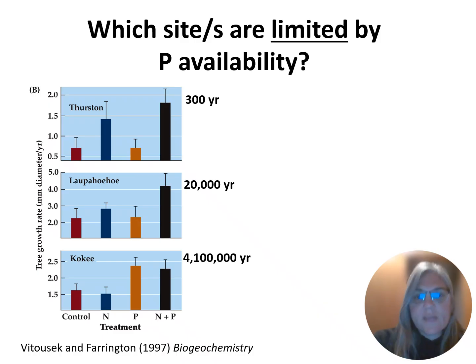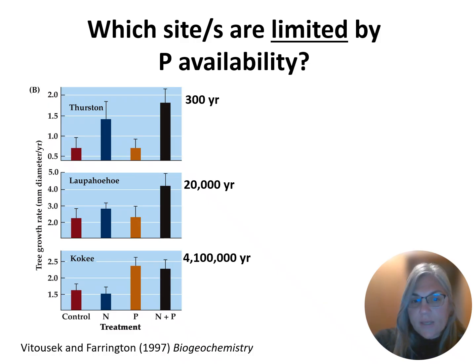Okay, so let's look at that top graph, the youngest site. Let's first look at the nitrogen treatment, and we should ask ourselves, is the growth rate greater than the control, the same as the control, or less than the control? And so it looks to me that it's greater than control. So it looks like there was an increase in plant growth with nitrogen addition.